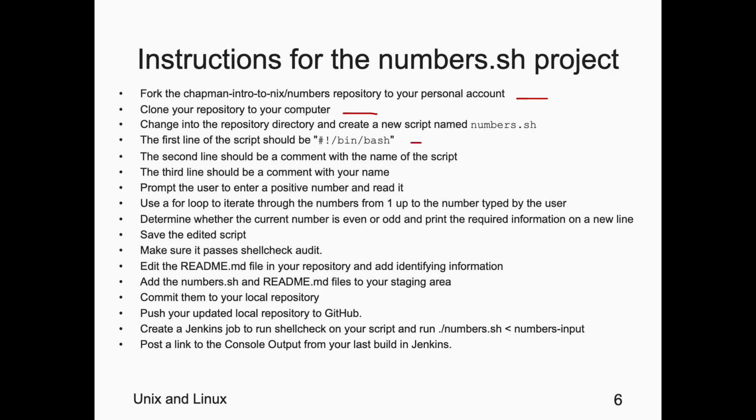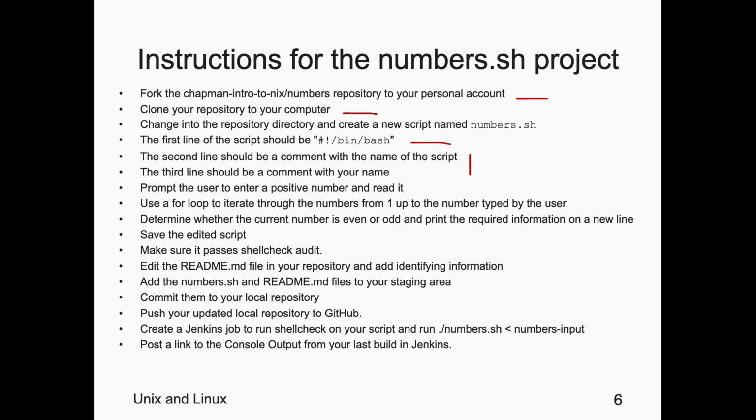As a reminder, you do need that shebang at the beginning, and then you'll want to comment the name of the script, so in this case numbers.sh, and the third line should be your name. Then you need to write the logic, which starts with prompting the user for a number. Your script will read the number, and then set up your loop to iterate from 1 to that number. And inside the loop, you'll need to determine if the current number is even or odd and print the result on a new line. Then save your script and run shellcheck on it to make sure that it passes without any warnings.